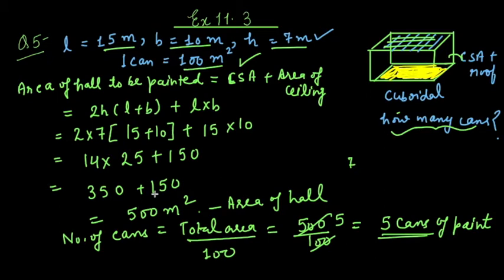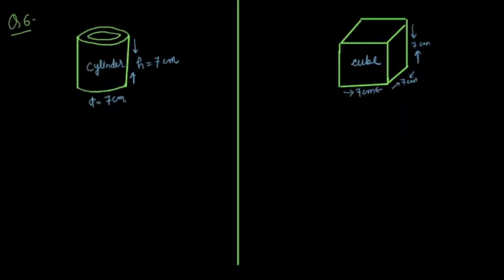Let's see question number 6. Question number 6 says, describe how these two figures on the right are alike and how they are different. You have to show how these two figures are the same and how they are different, and then calculate which box has larger lateral surface area. The first figure is a cylinder and the second figure is a cube. In this way we can say the figures are different.